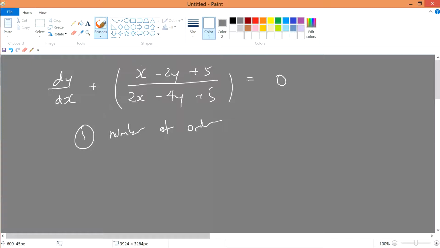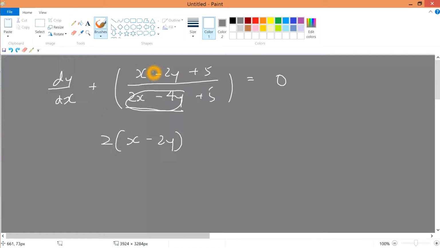Each term here is first order because it's just x itself. This is also first order, and so on. Everything is first order, and therefore we can actually group things together. You may find that you want to group this part together, but think again. This part is in fact 2 times (x minus 2y). So this is 2 times of this, and what we can do is just sub it in.